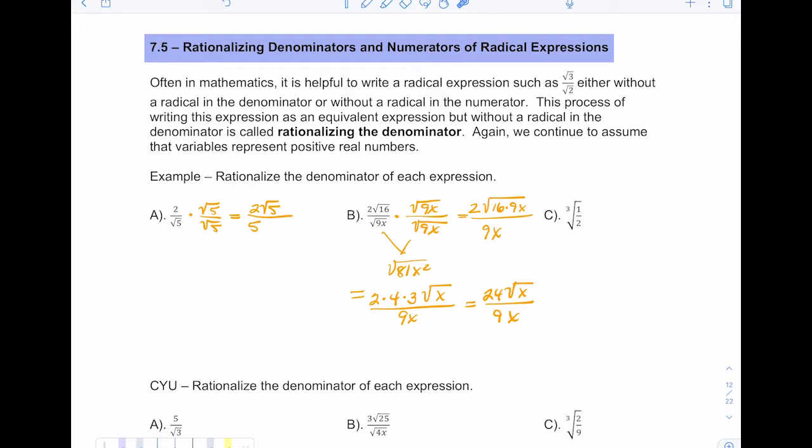In letter C, I'm looking for the cubed root of 1/2. So the first thing I would try to do is I would try to split it up into the cubed root of 1 and the cubed root of 2, and see if you can use your quotient property to reduce that. Okay, so you can take the cube root of 1, it's just 1, but you can't take the cube root of 2. So I need to be creative here, and I need to multiply by a cube root because I can't multiply two roots together if they're not the same index.